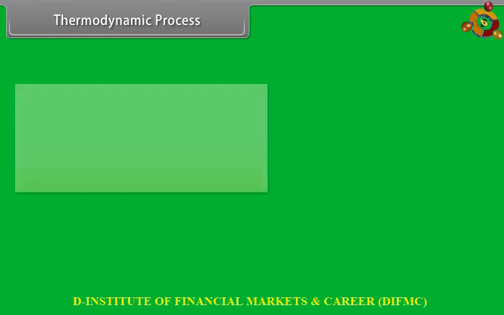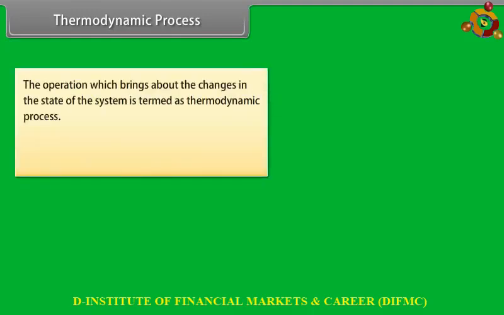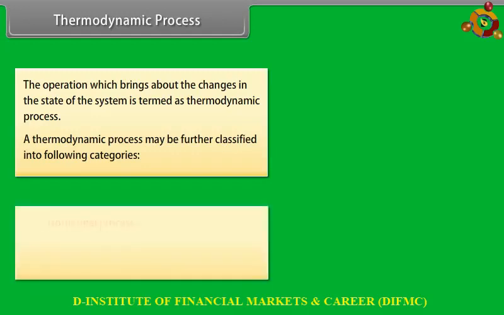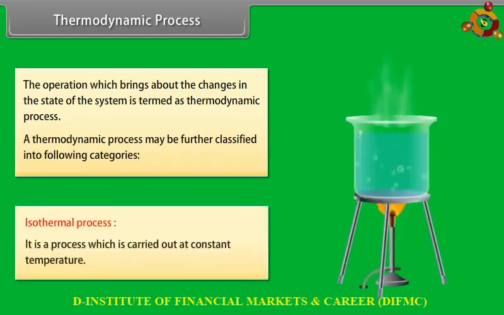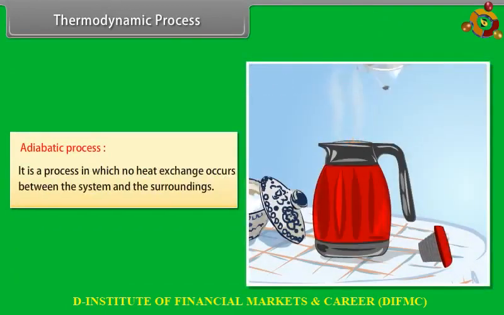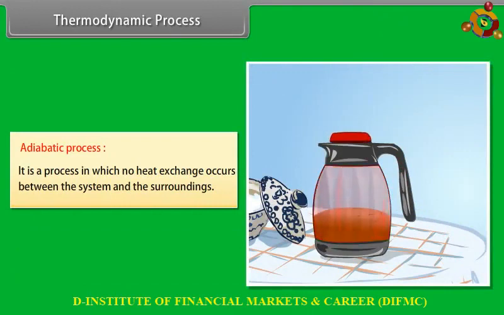Thermodynamic process. The operation which brings about the changes in the state of the system is termed as thermodynamic process. A thermodynamic process may be further classified into following categories. Isothermal process. It is a process which is carried out at constant temperature. Adiabatic process. It is a process in which no heat exchange occurs between the system and the surroundings.